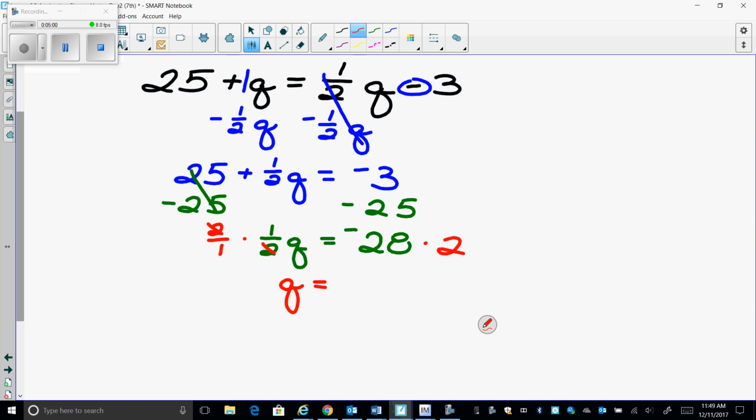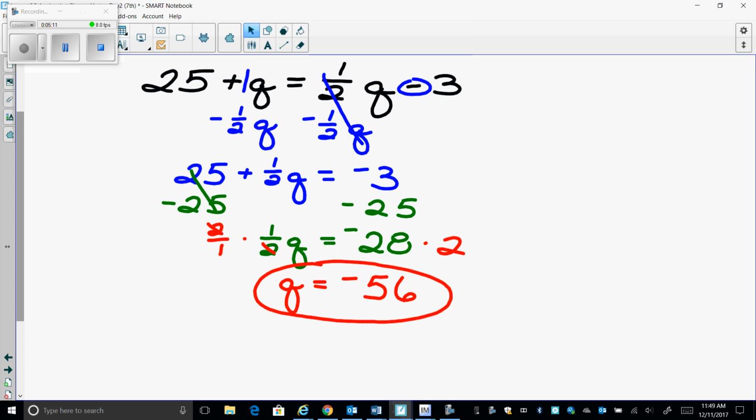A negative times a positive is a negative, and 28 times 2 gives me 56, so the value of q is negative 56. Pay attention to how I've shown the work. You do need to be showing your work exactly like this in class. And good luck.